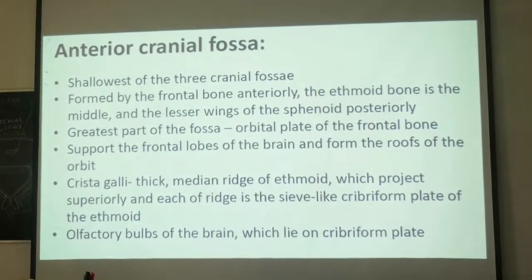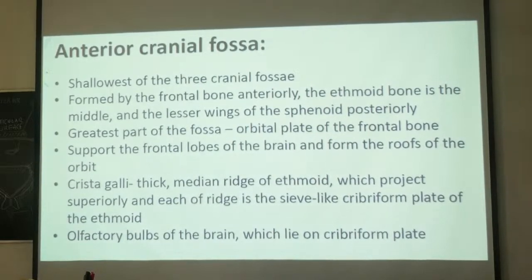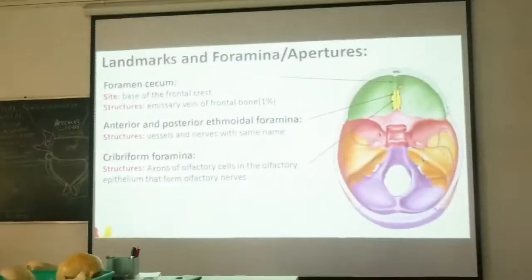The axons of the olfactory nerve pass through the foramina in the cribriform plate and enter into this olfactory bulb. Next we go to the different foramina in the anterior cranial fossa. First is the foramen cecum. Here is the foramen cecum.